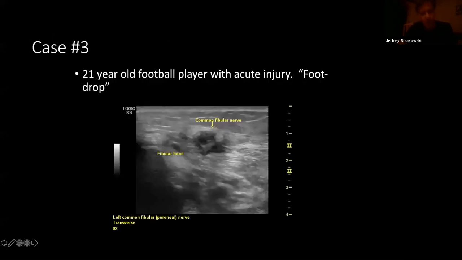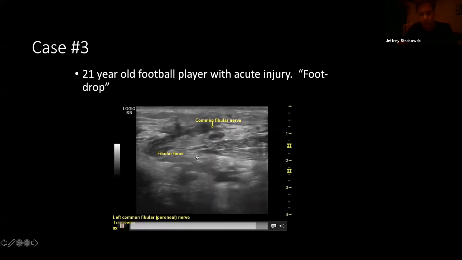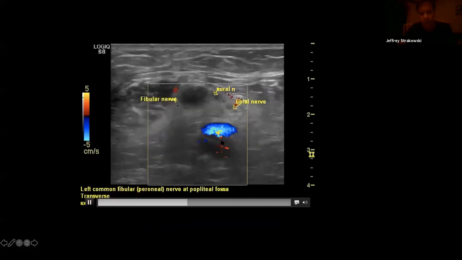Here's the next case. It's almost identical. It's a 22-year-old NFL prospect, defensive end, collegiate football player who dislocated his knee. He even told me he saw his foot in the pile right next to him. Okay, so we look at the common fibular nerve. We'll kind of do the same thing. And we're going to look back and forth here. And that doesn't look too normal there. I'm even throwing Doppler on there to see if there's injury to the nerve.